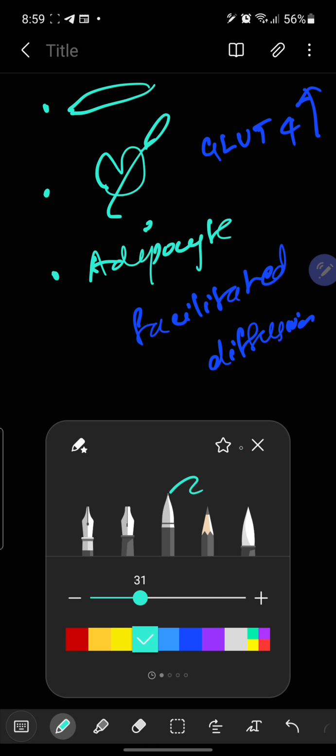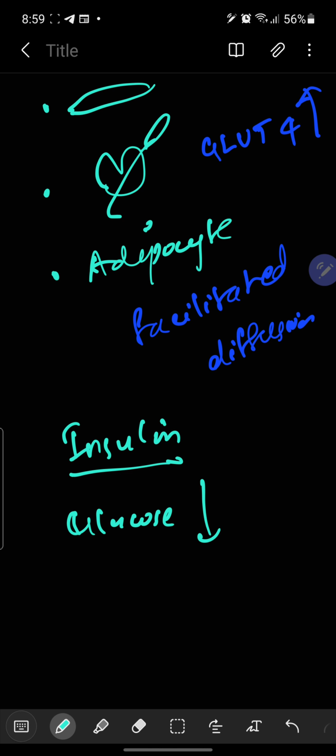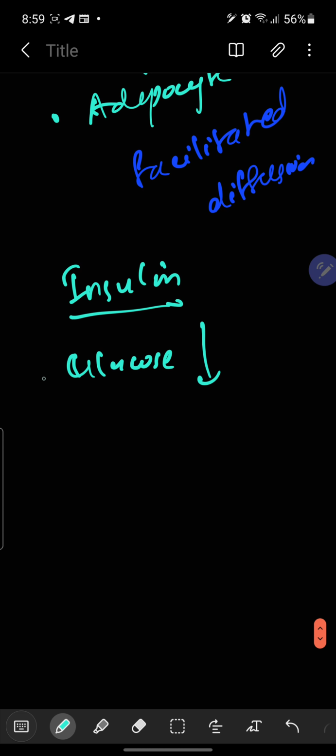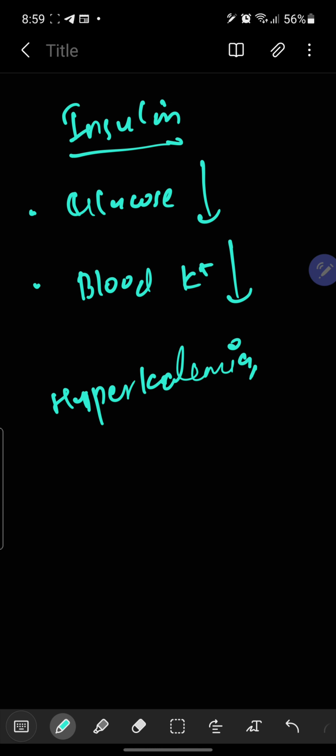When insulin is released into the blood, glucose level will decrease. And one more point is there, the blood potassium level will also decrease. So in hyperkalemia, which means our blood potassium level is increased, we give treatment by giving insulin so that the blood potassium level is decreased.